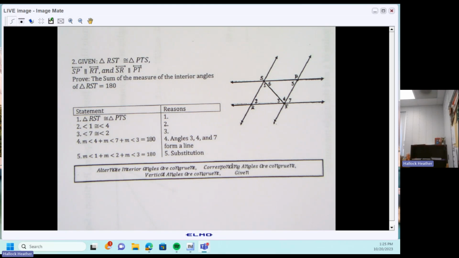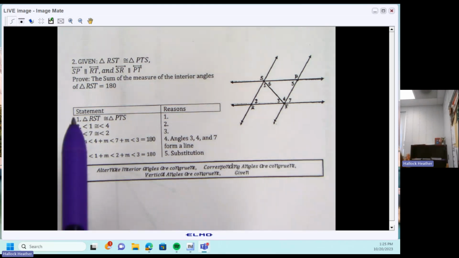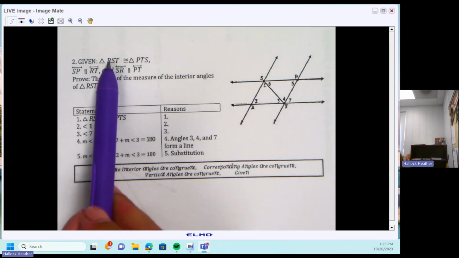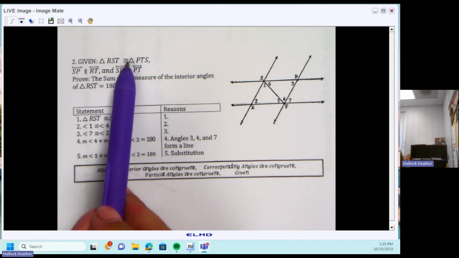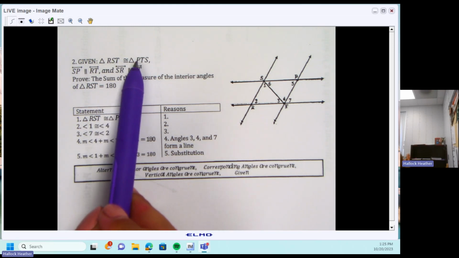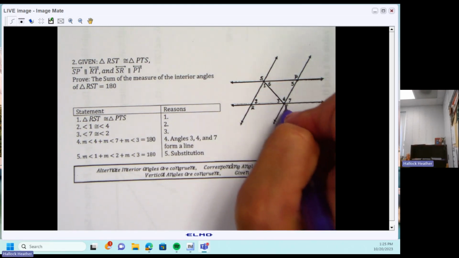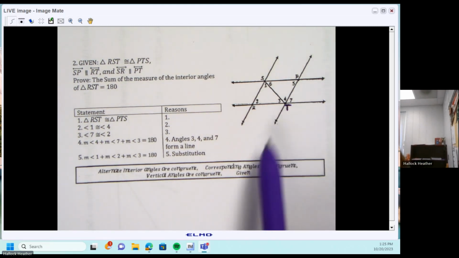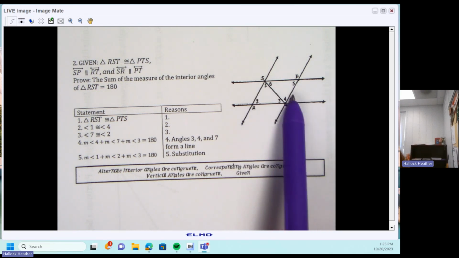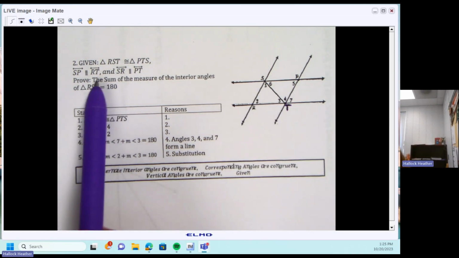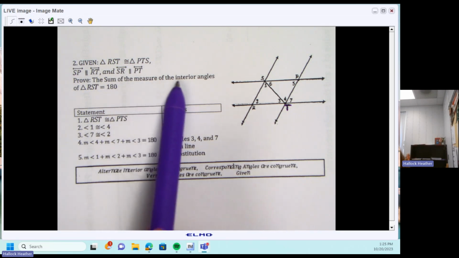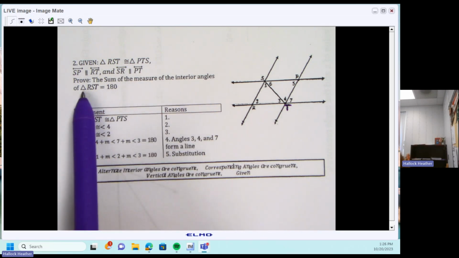Okay, so disregard what it's not talking about. It says given triangle RST is congruent to triangle PTS. This is T, looks a little crazy. Okay, so these inner triangles are congruent. It also gives me this stuff. It says prove the sum of the measures of the interior angles of triangle RST are equal to 180.